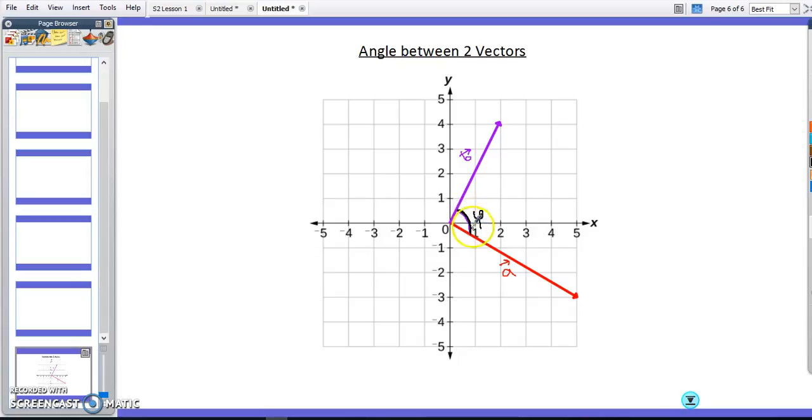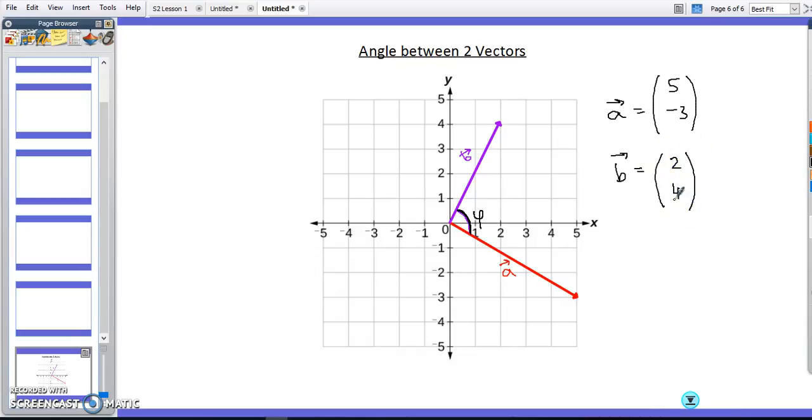Here we have the angle phi between the two vectors A and B. First of all, we need to find the components of A and B. So, vector A has components 5, -3, and B has components 2, 4.